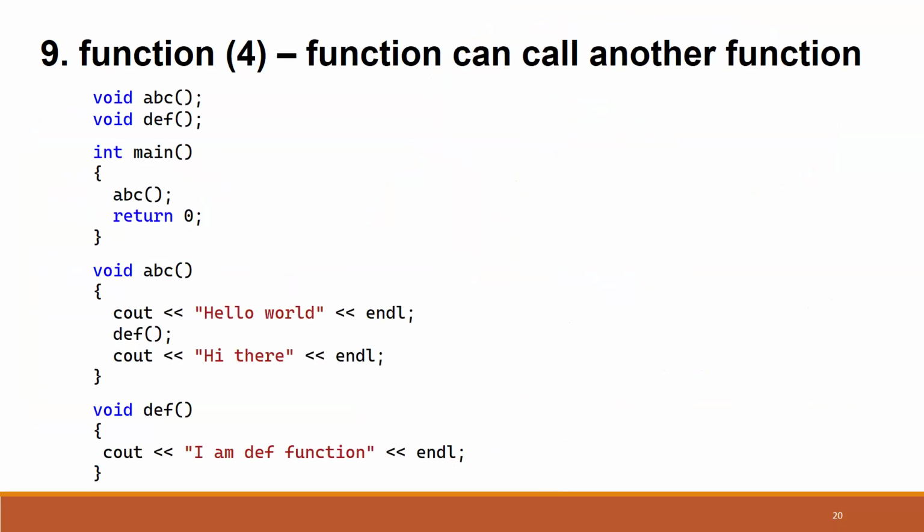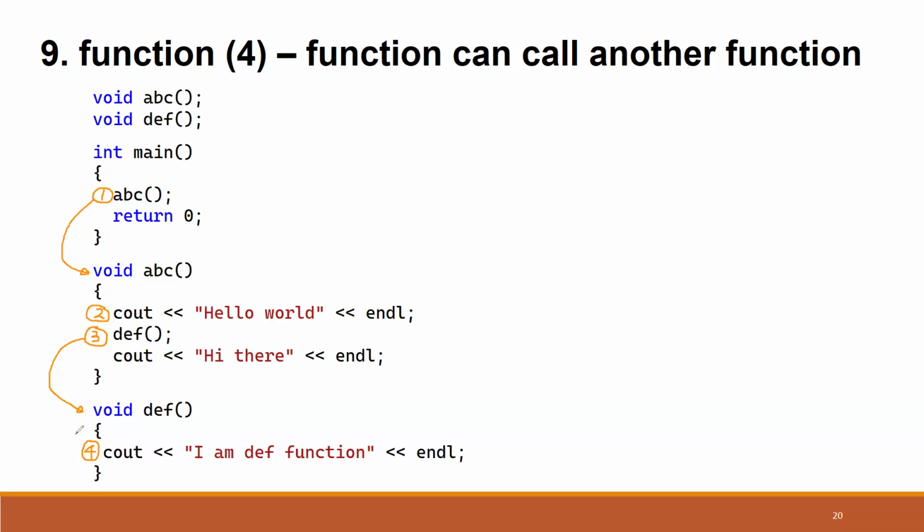Sometimes we can call a function in another function. So look at this one, see? This is main. In the main, I call ABC. Then computer control will go here, and this line will be printed out. Hello world is printed out, right? And then the ABC function calls another function DEF. So the DEF function will be executed, so this will be printed out, okay?